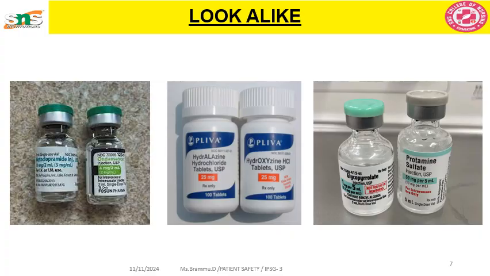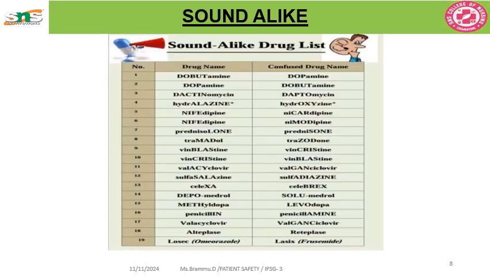You can see that this is ondansetron and this is metoclopramide, and here it is hydralazine and hydroxyzine, which look the same, and glycopyrrolate and protamine sulfate. The others sound alike, whenever we pronounce them, like dobutamine and dopamine, or dactinomycin and daptomycin, hydralazine and hydroxyzine, nifedipine and nicardipine, nifedipine and nimodipine. Here you can see some of the letters are in caps, which we call tall letters. With this we can identify whether it was vincristine or vinblastine, like that.